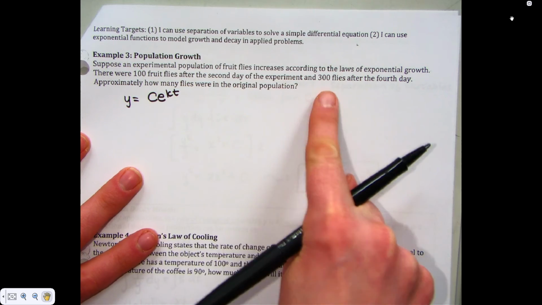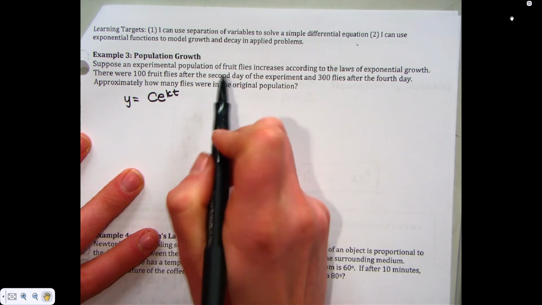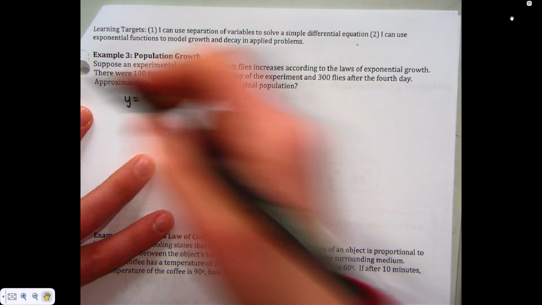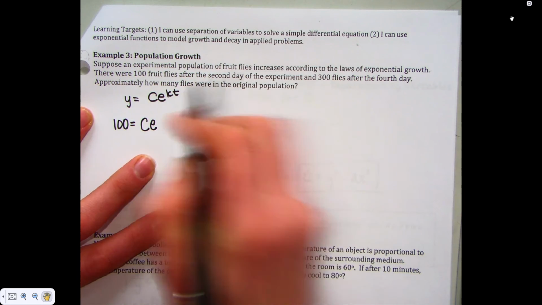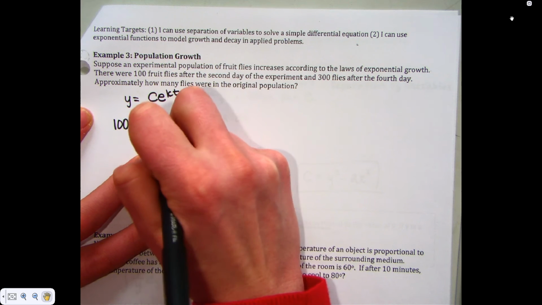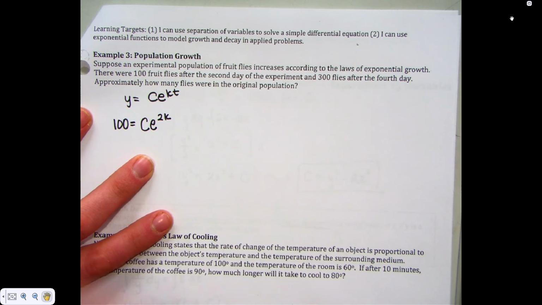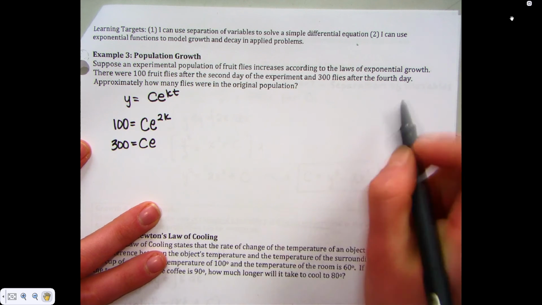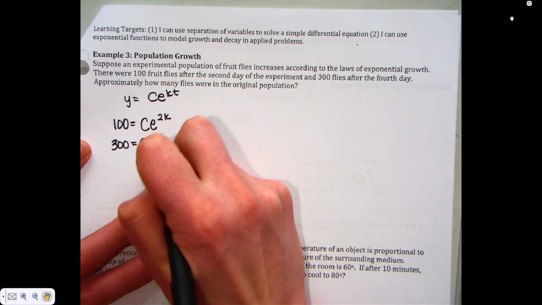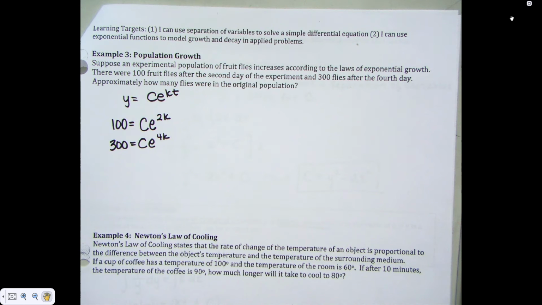Think of these as 2 data points. I know that on the second day, I should have 100 flies. So that would mean that I will have 100 flies when t is 2. And I would have 300 flies when t was 4. Problem being, I don't have k and I don't have c. I do have a 2-variable, 2-equation system, and I need to solve a system of equations.